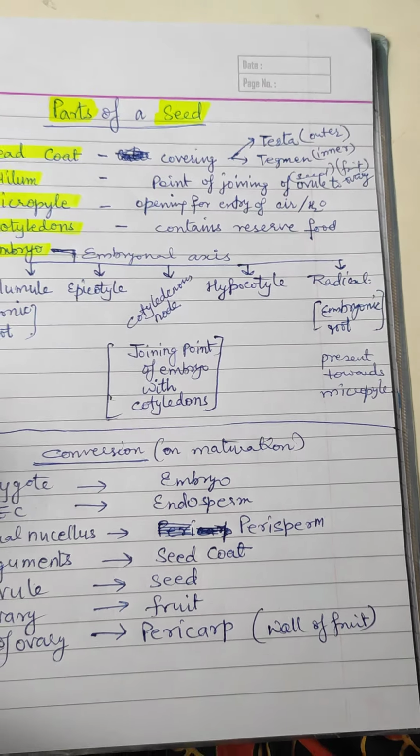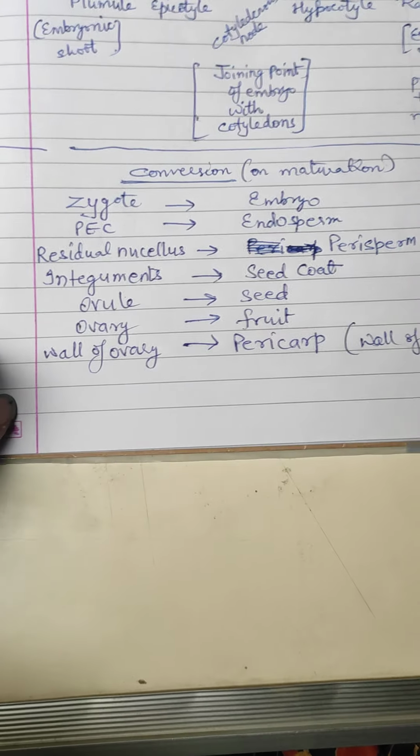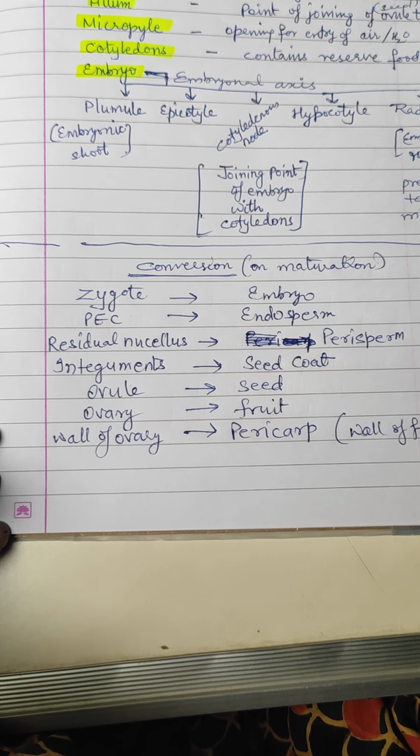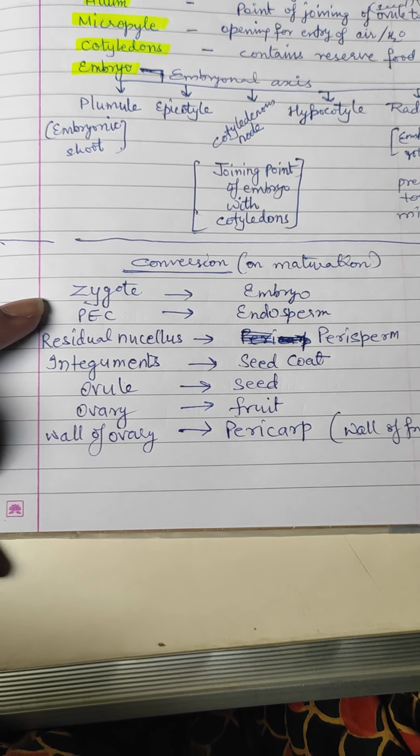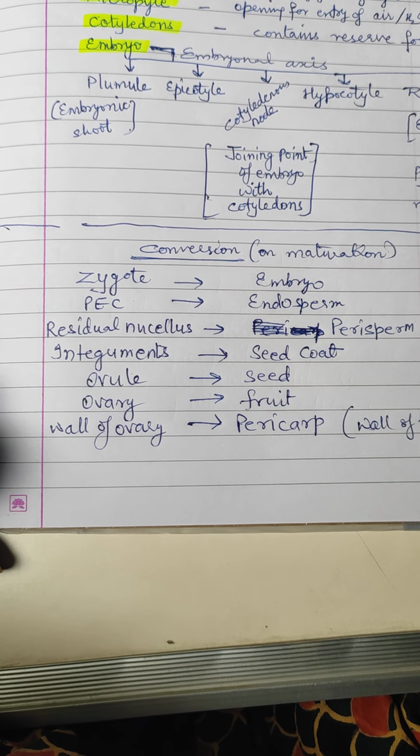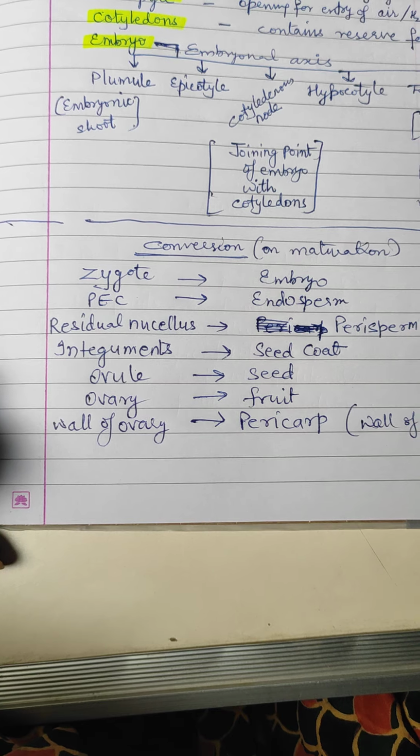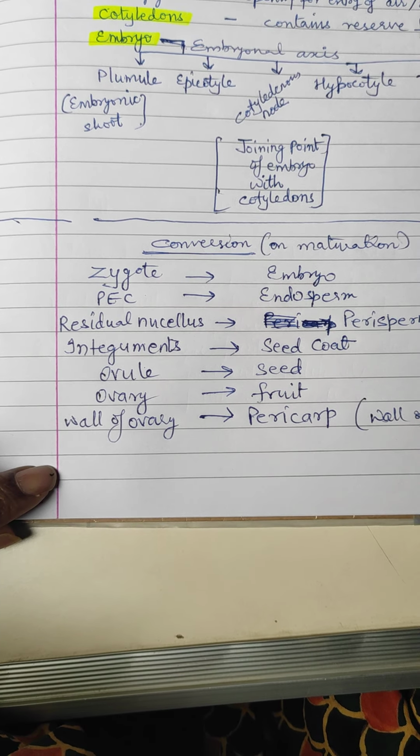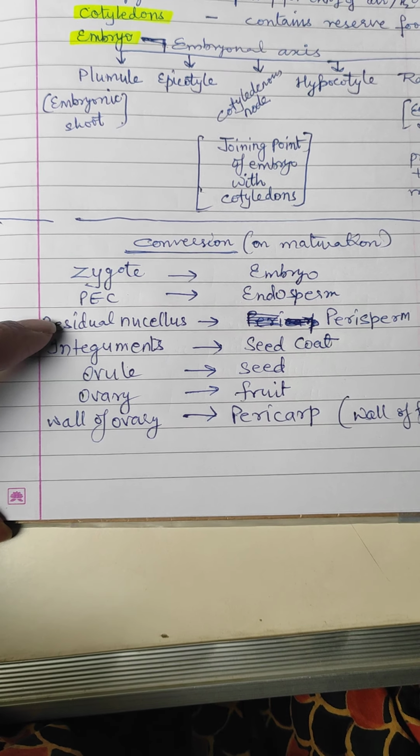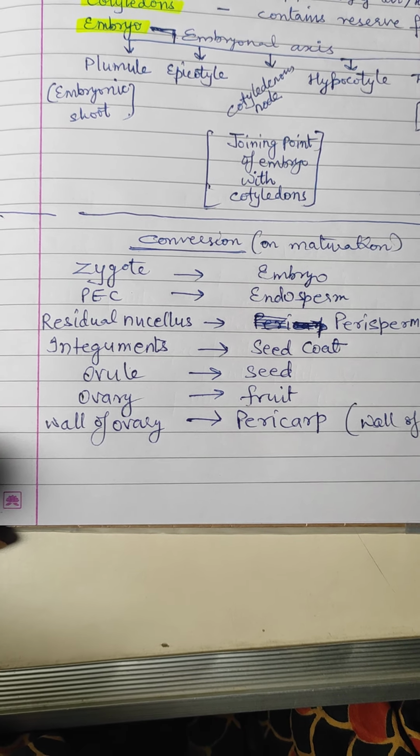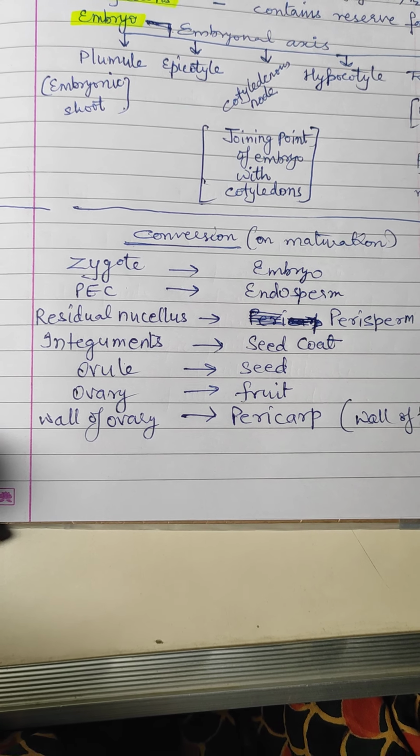Now, what are the conversions or changes we can see? After fertilization, we have seen ovule, egg cell is converted into zygote. Further, zygote is converted into embryo in a seed. Primary endosperm cell is converted into endosperm. It may be present or may not be present.